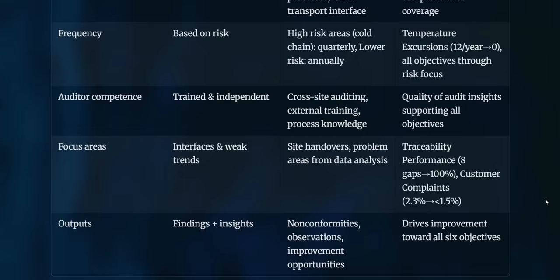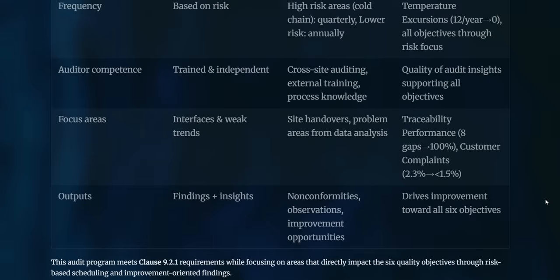And these objectives link to the outputs, including driving improvement of all our objectives and beyond. This audit program design meets Clause 9.2.1 requirements while focusing on areas that directly impact the six quality objectives through a risk-based schedule and improvement-oriented findings.